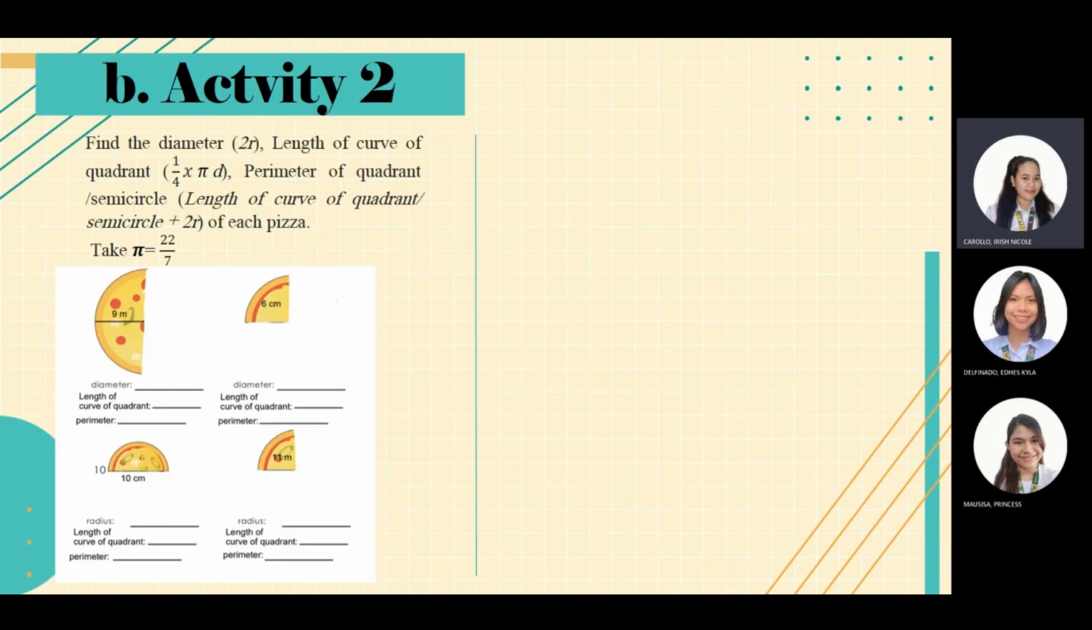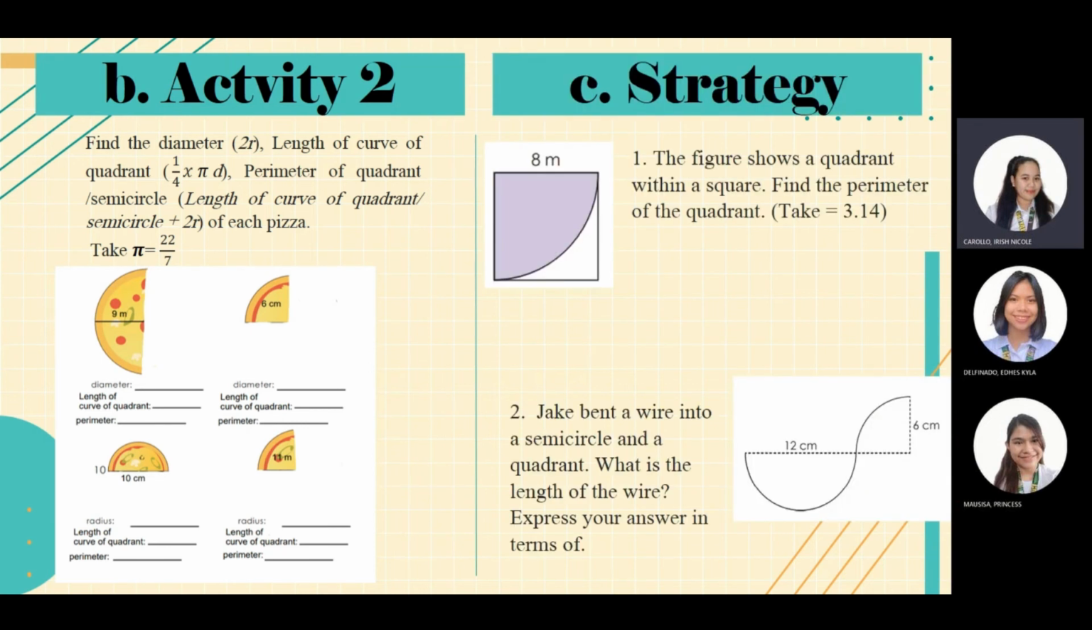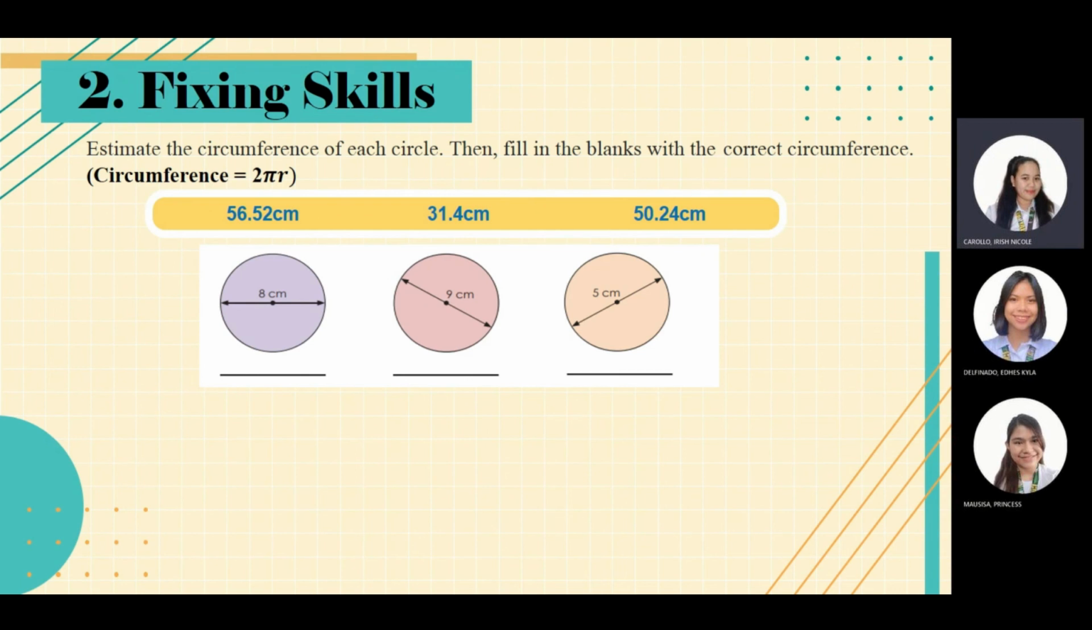Here is Activity 2. In Activity 2, I will give a problem-solving task and they will try to solve how to find the diameter, length of curve, and perimeter. For the strategy, I will also give them some problem solving. They will try to find the perimeter of the quadrant and the length of the curve of the wire.